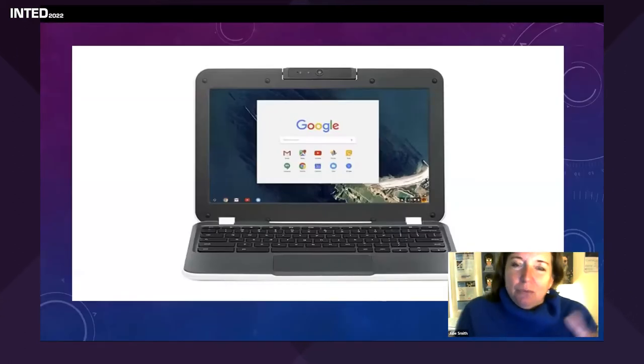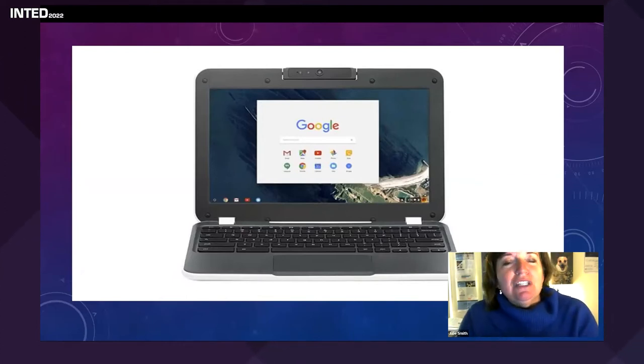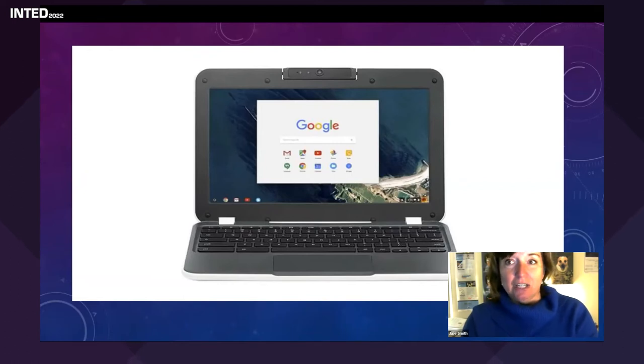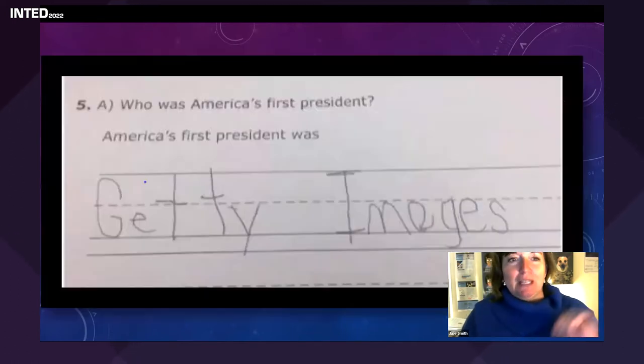When I do media literacy workshops for teachers of younger kids here in the United States, usually someone will say, well, I teach media literacy, we have Chromebooks in the classroom. And my response is, okay, a Chromebook in the classroom is educational technology, but media literacy is analyzing the messages that come through that technology. So let me show you what I mean.